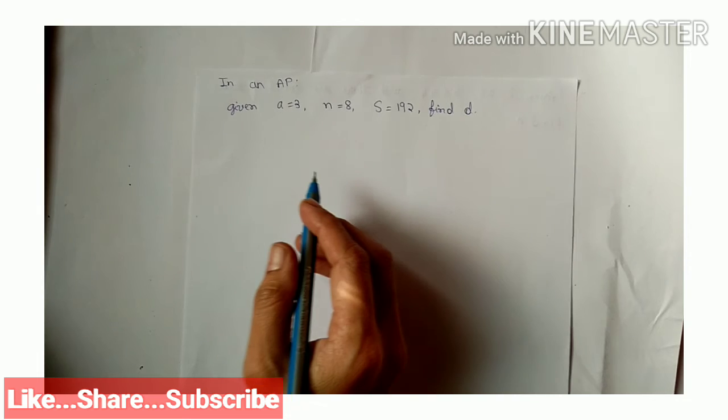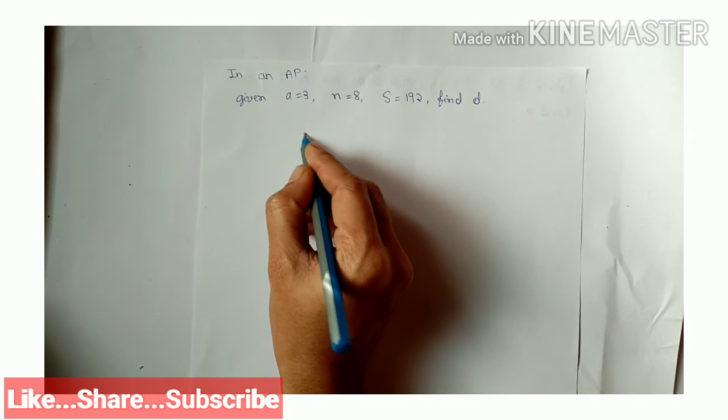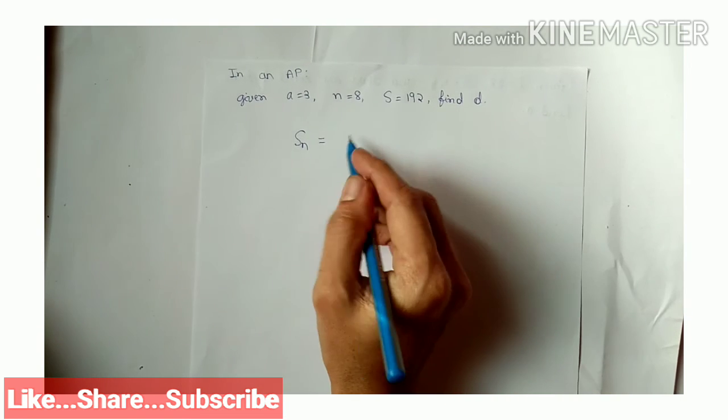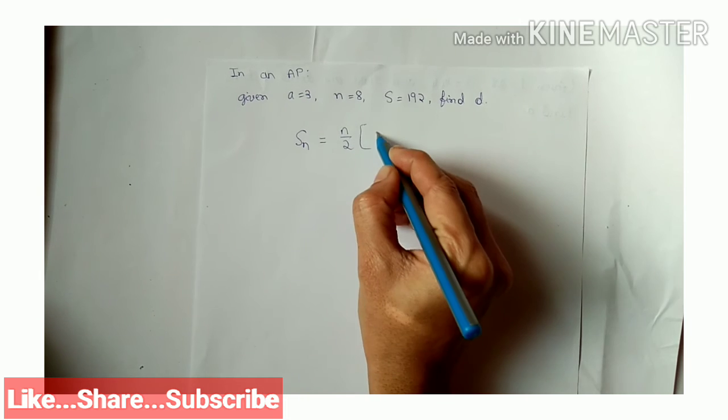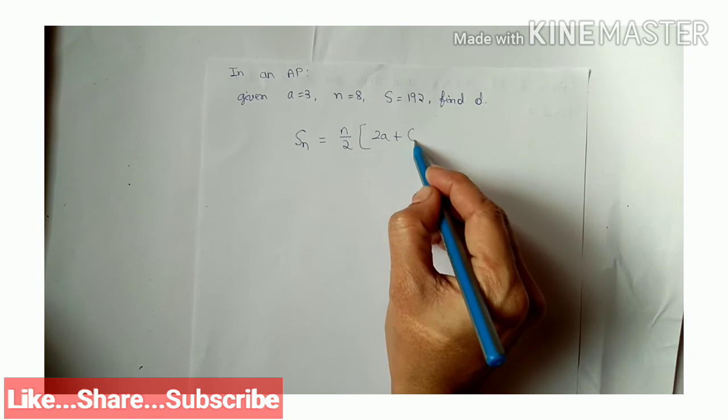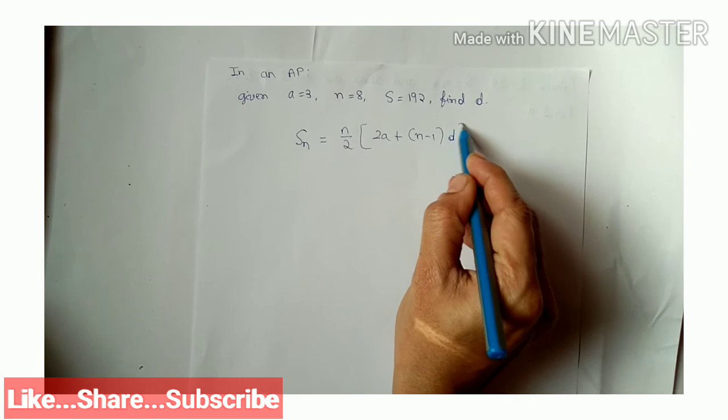Let us see one more example. In an AP, given a is equal to 3, n is equal to 8, S is equal to 192, find d. Find common difference. Here Sn, sum of first n terms, n by 2, 2a plus n minus 1 into d.